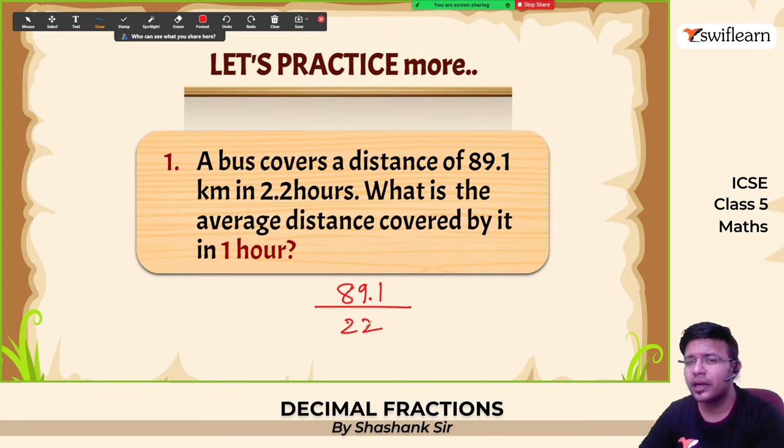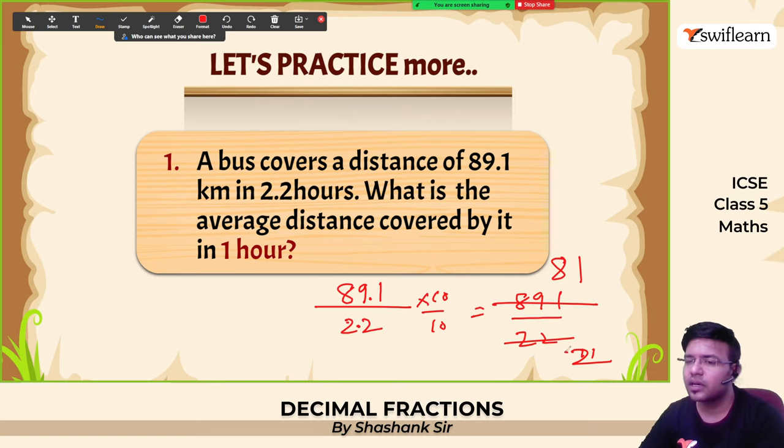89.1 divided by 2.2. Now multiply by 10, divide by 10, we get 891 divided by 22. Now yes, divide by 11. 11 twos are 22, 11 8s are 88, 11 1s are 11.